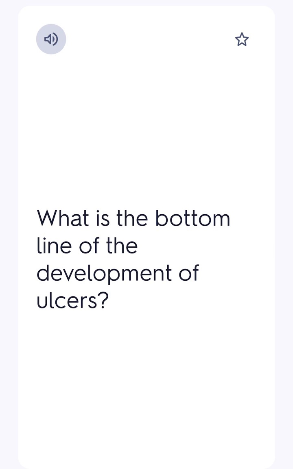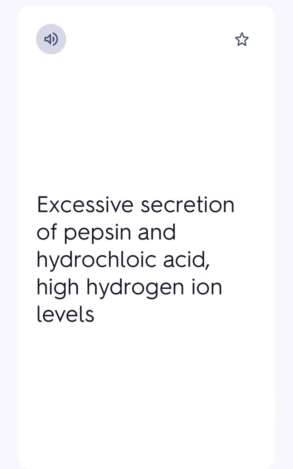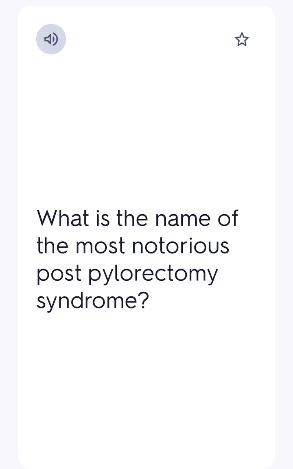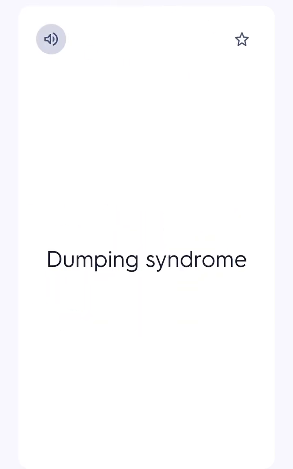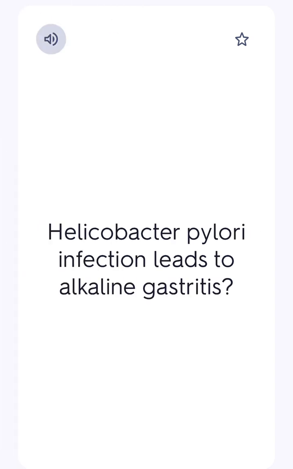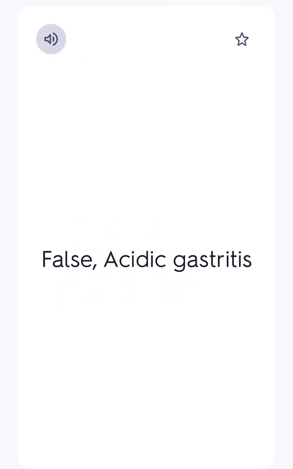What is the bottom line of the development of ulcers? Excessive secretion of pepsin and hydrochloric acid, high hydrogen ion levels. What is the name of the most notorious post-pylorectomy syndrome? Dumping syndrome. Helicobacter pylori infection leads to alkaline gastritis? False, acidic gastritis.